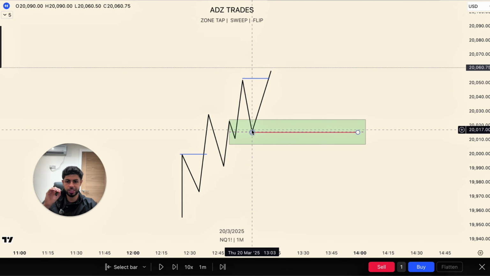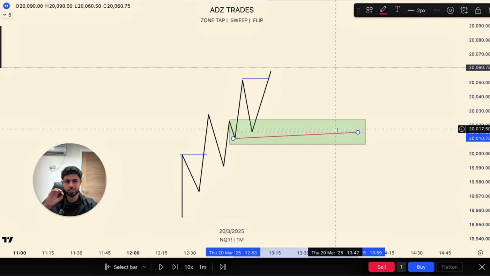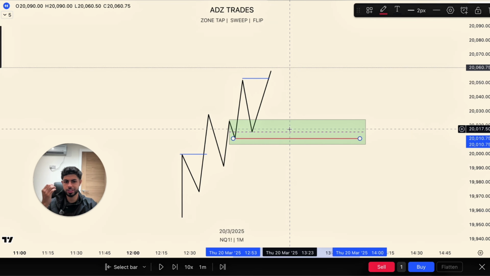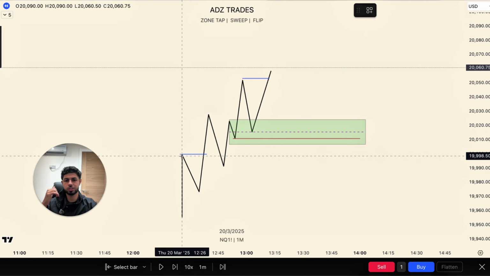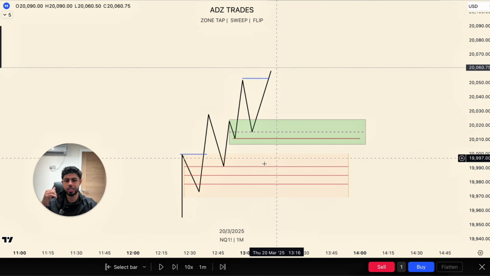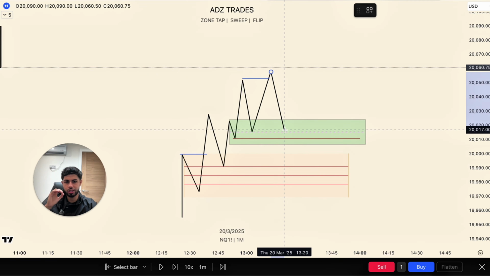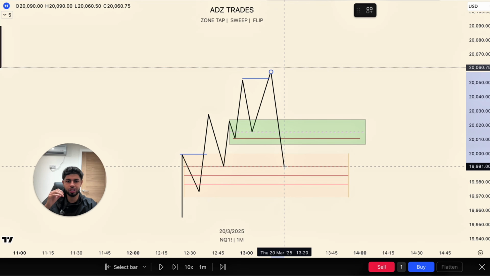Now, because my protected low, I've identified, came from this area of demand, this is going to be my real change of character. Not here, in case we sweep, get a second tap in this demand, and then continue higher. Now, let's look at the zones. This bullish zone is underneath my protected low. So why would I still be looking for longs in here when, if we break this, we're going to go through this? I should be looking for sells.